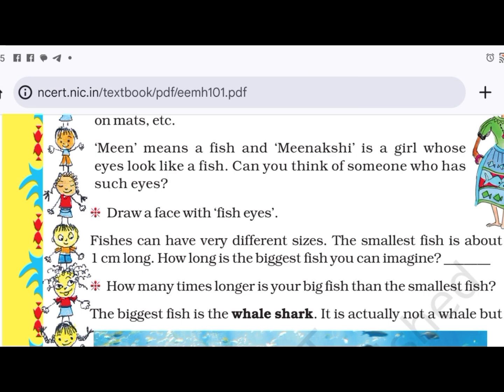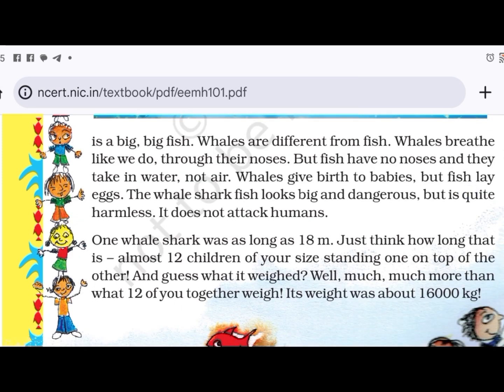The biggest fish is the whale shark. It is actually not a whale but is a big fish. Whales are different from fish. Whales breathe like we do through their noses, but fish have no nose and they take in water, not air. Whales give birth to babies, but fish lay eggs. The whale shark looks big and dangerous, but is quite harmless.